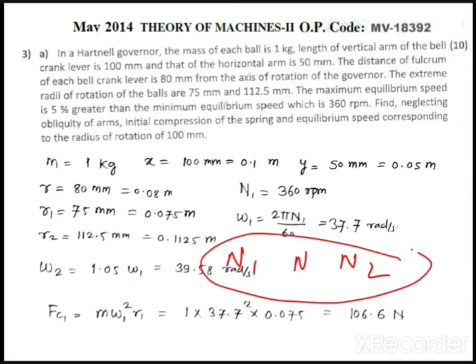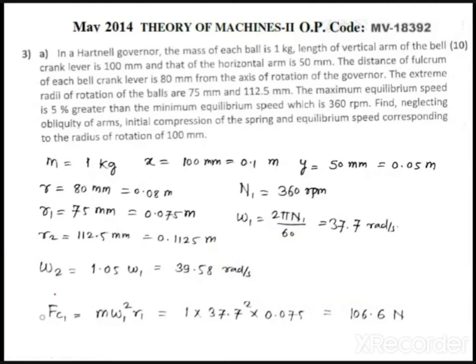So we have to solve for all these 3 positions. Now they are saying find, neglecting the obliquity of arms, the initial compression of the spring and the equilibrium speed corresponding to the radius of rotation of 100 mm. So this is what I have.